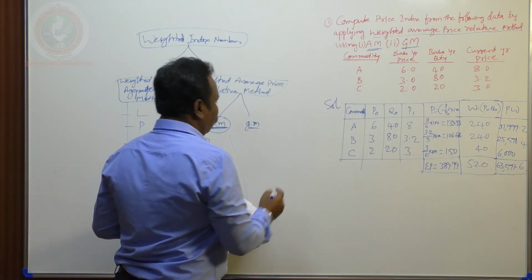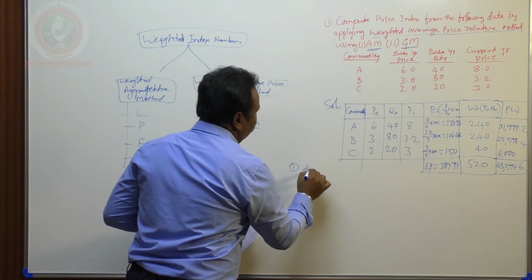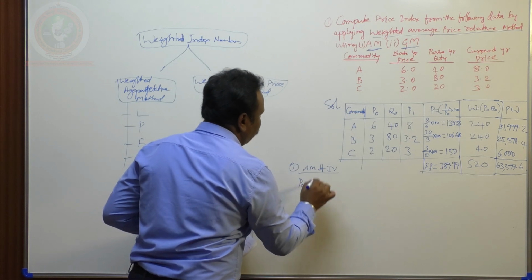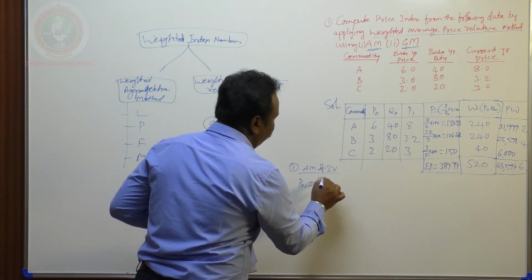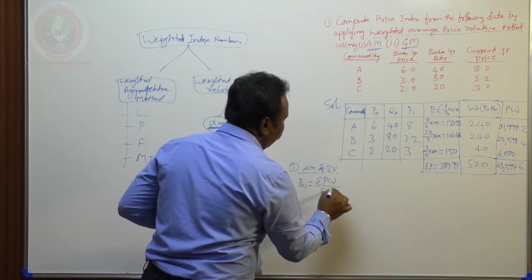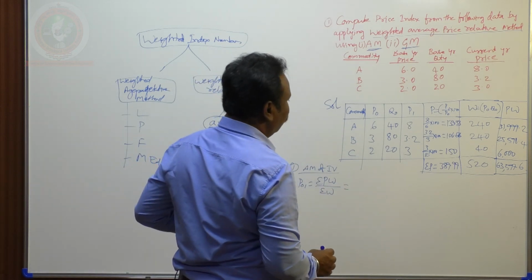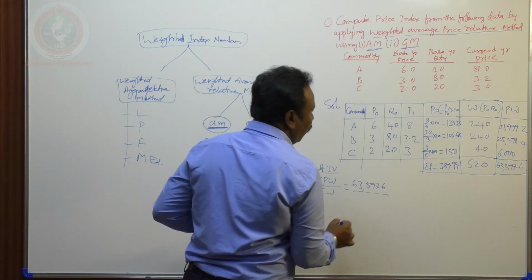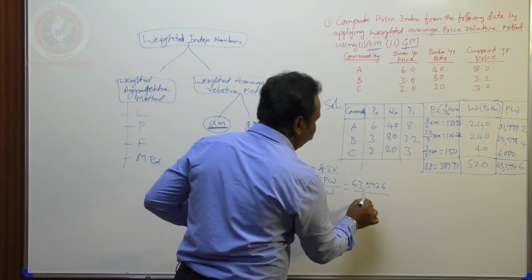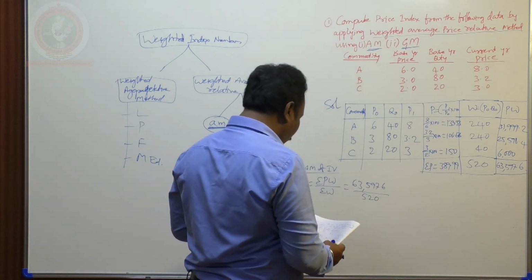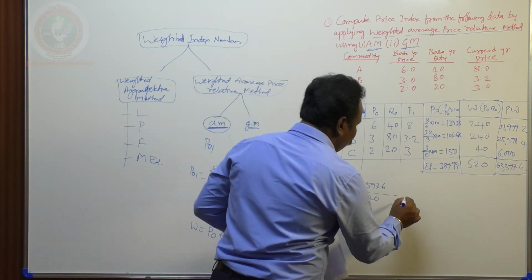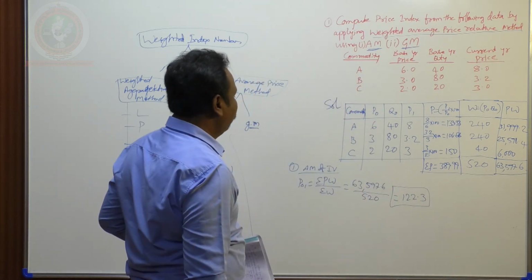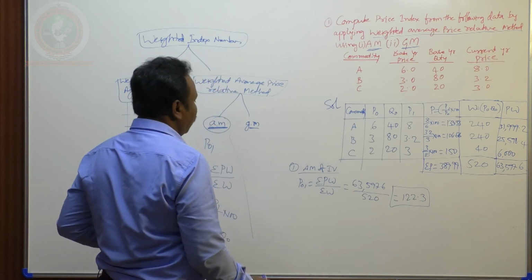So number 1 is the arithmetic mean of index value. That is P01 equals sigma P into W divided by sigma W. So the summation of P into W is 63,597.6, divided by sigma weights, which is 520. So we will get 122.3 under the arithmetic mean of index value, using the weighted average price relatives method.